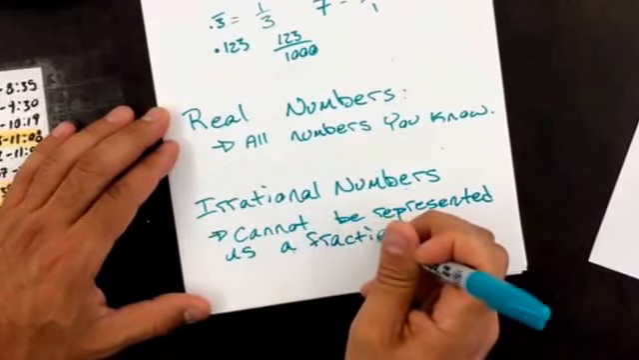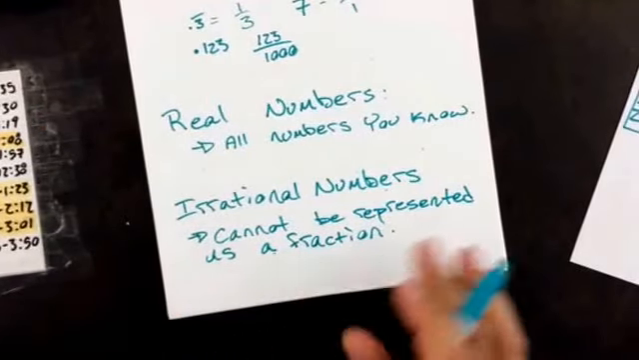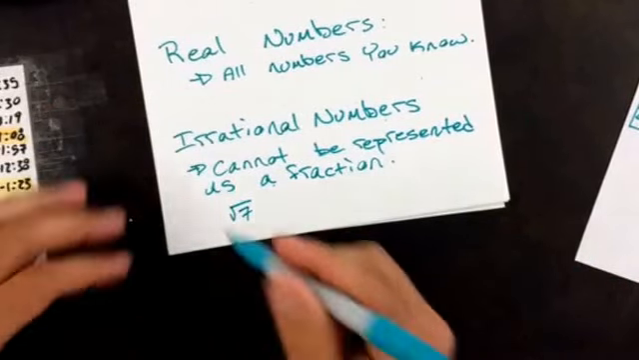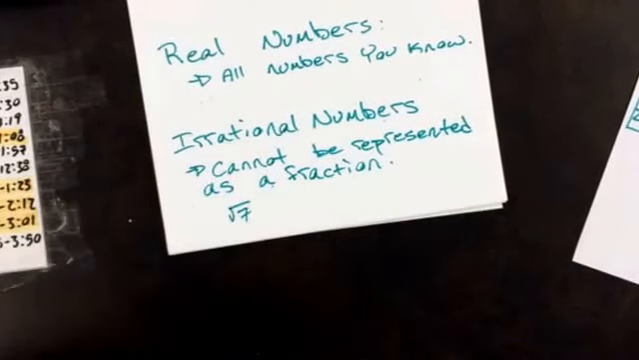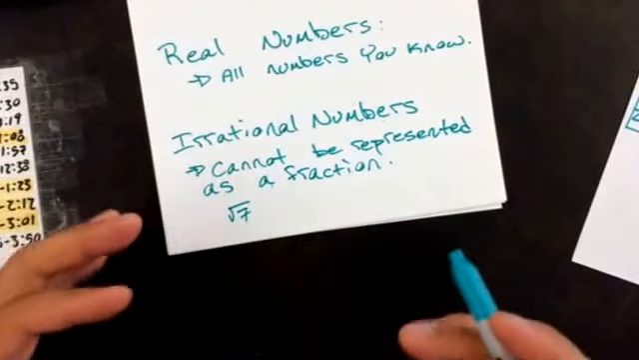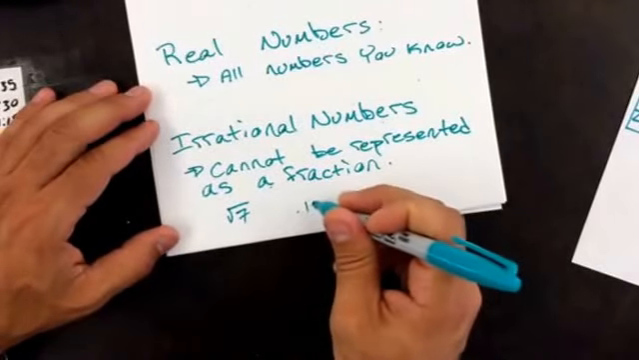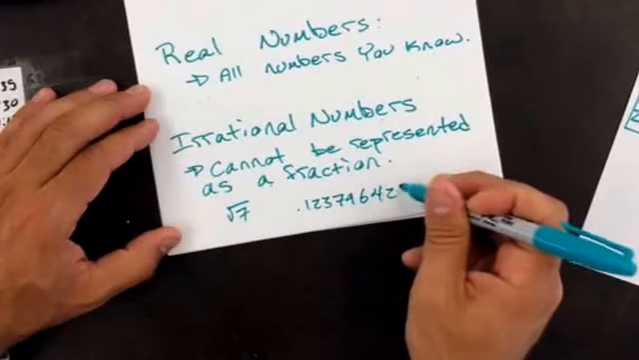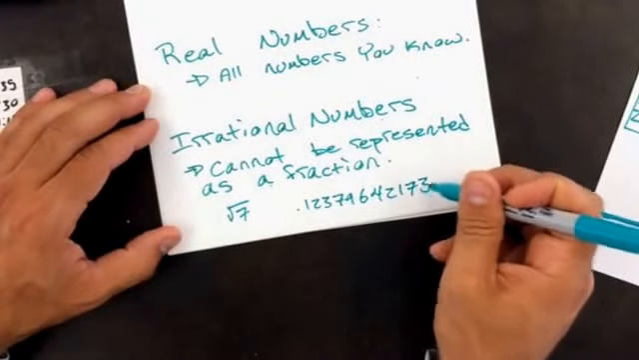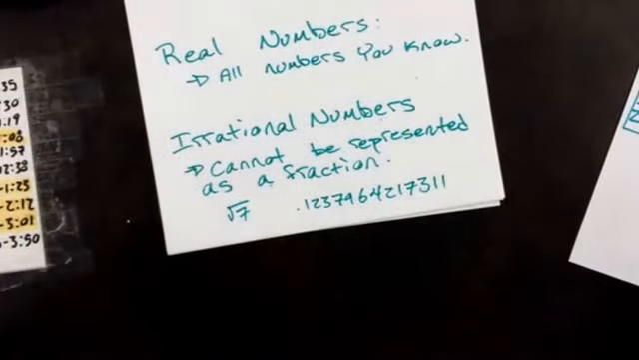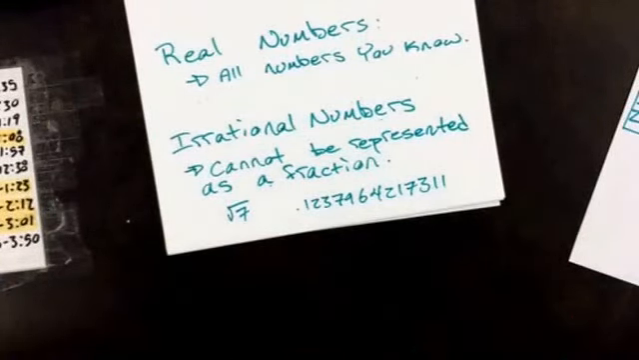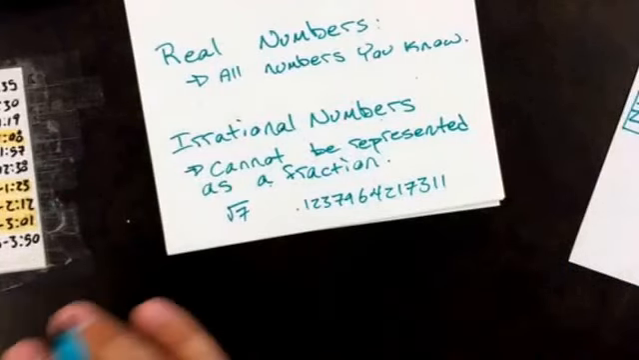So this is usually radicals, like the square root of 7 is irrational, or non-terminating decimals that are also non-repeating. 0.12379642173, blah blah blah. It goes on forever, so you can't turn it into a fraction. It goes on forever and it doesn't repeat itself. That's an irrational number. Okay.